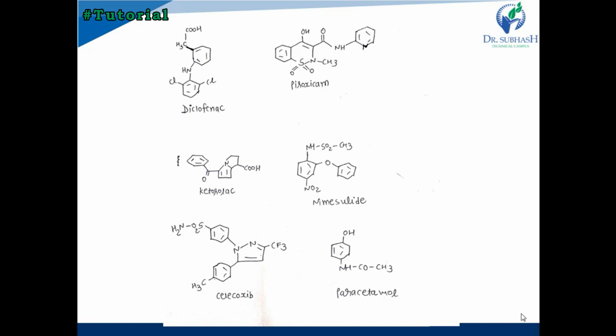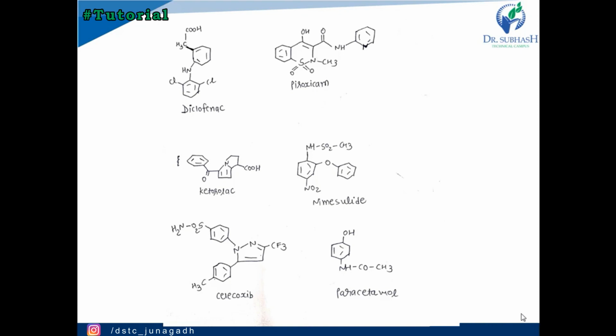Then in oxicam derivatives, piroxicam is there. Then in pyrrolopyrrole derivatives, ketorolac is there. Then these are the structures of first class, non-selective COX inhibitors. Second class, preferential COX-2 inhibitors, in that nimesulide. Then selective COX-2 inhibitors, in that celecoxib.